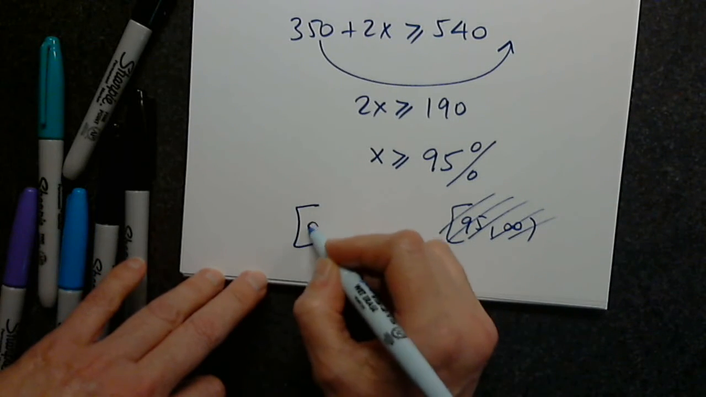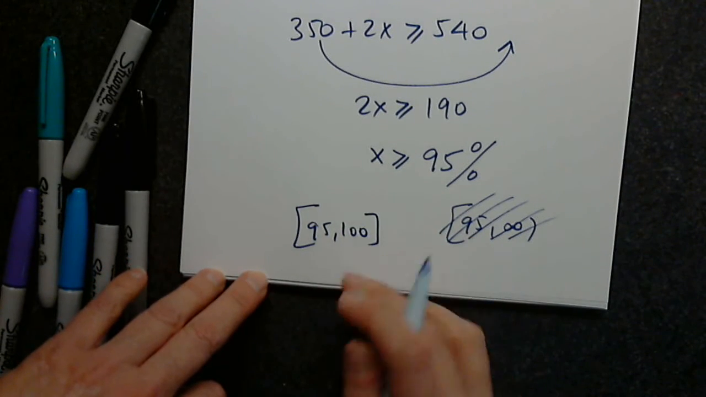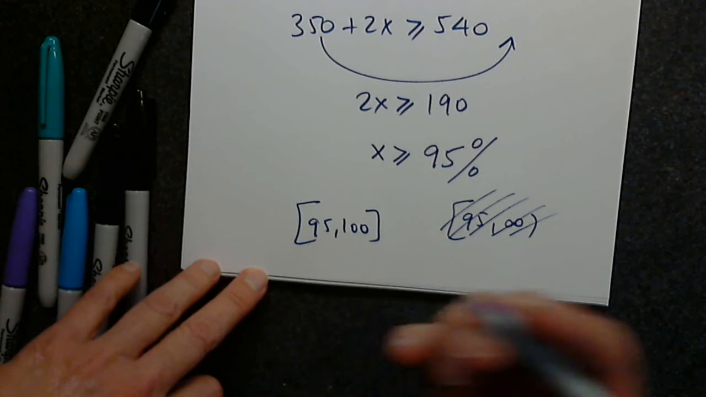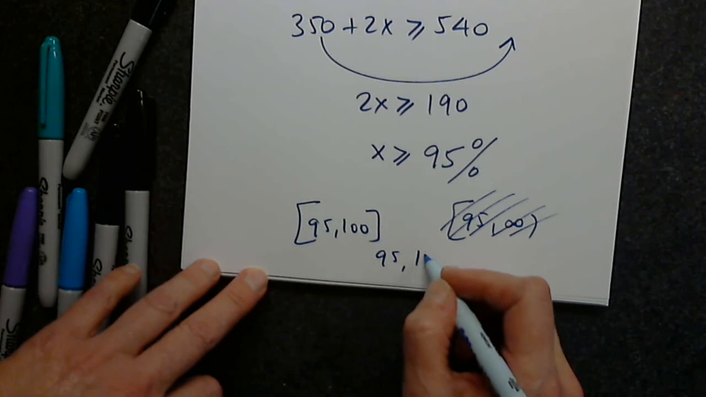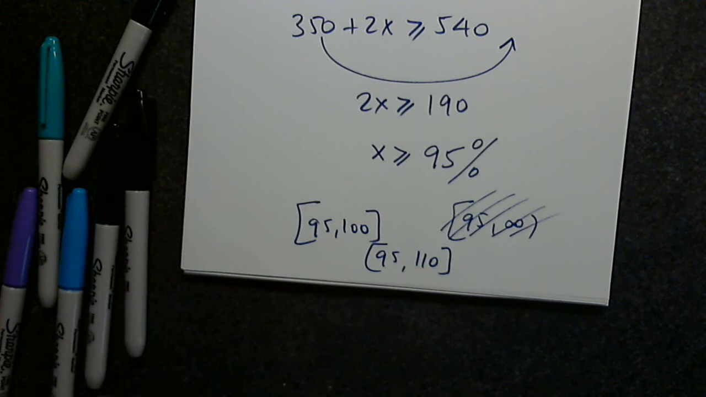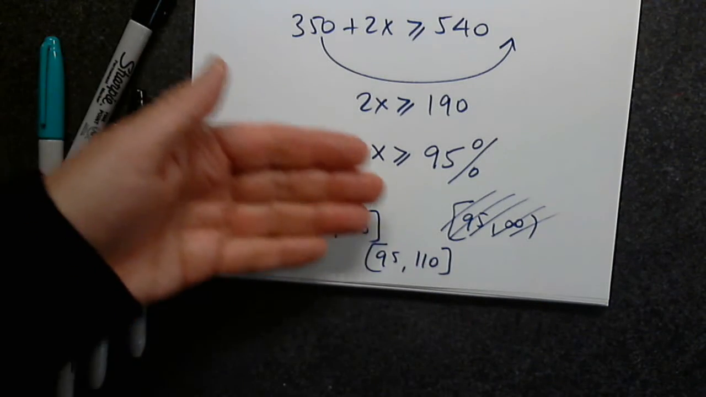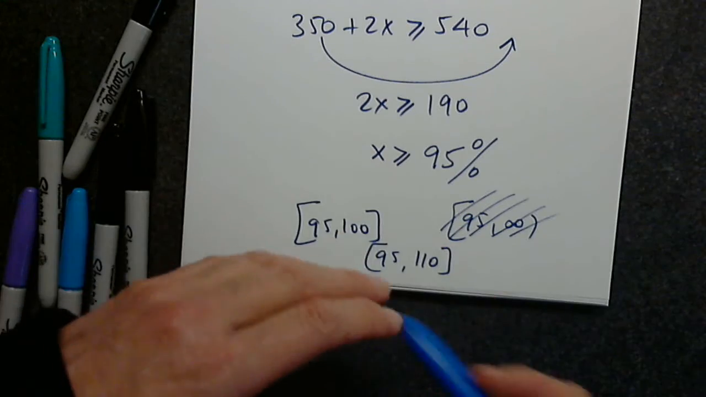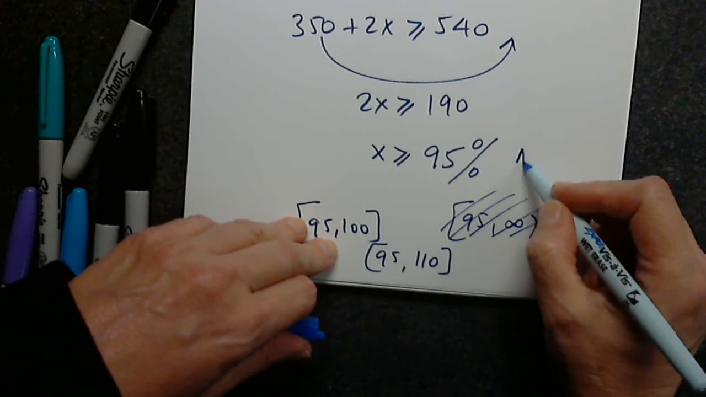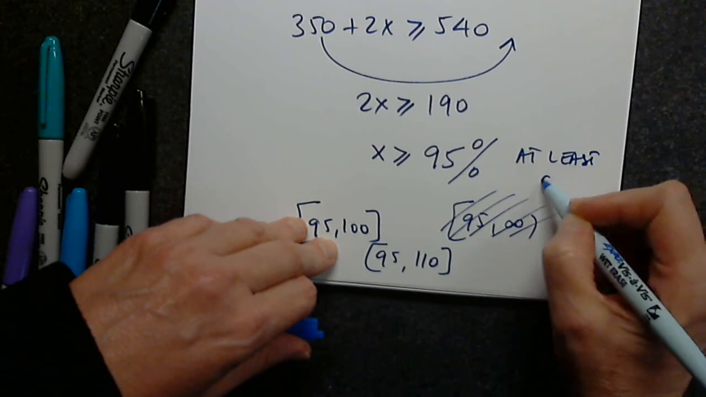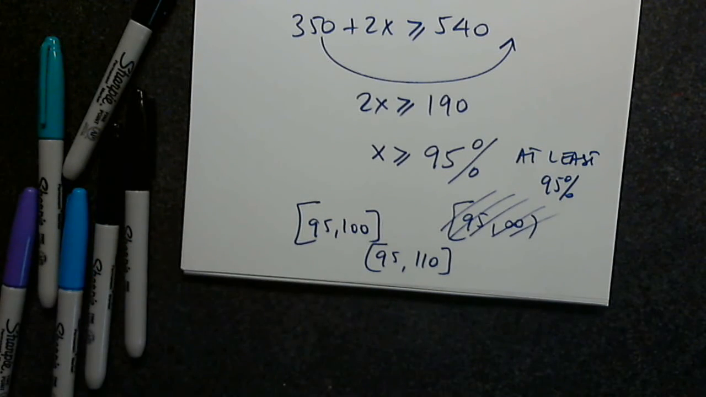So if you want an interval notation, I will write it like this. If the maximum is 100, or like on all my tests, I have 110 because I'm adding bonus points, so you can even get 110%. But I don't know. Or you'll say, well, I don't need to write an interval notation. I will just write in words: at least 95% I should get on the final exam in order to get an A in the course.